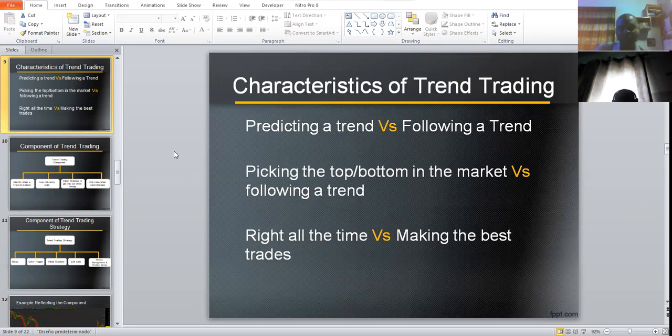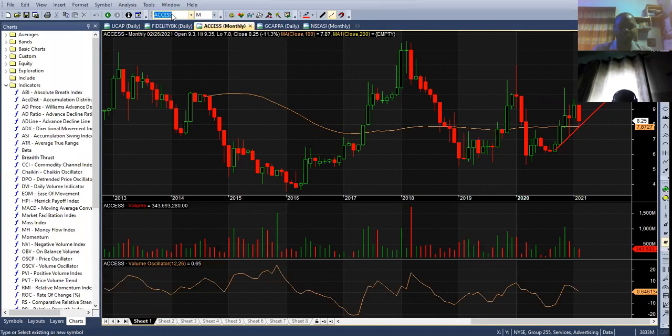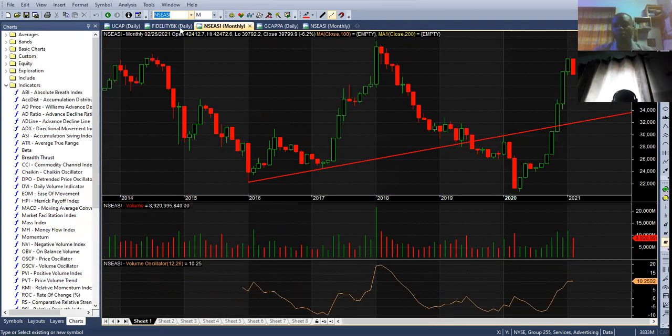You have to be patient with it. You have to make sure your criteria align. Your trade selection criteria is aligned, and you pick your entry at a precise point. Now, the component of trend trading is this: you identify when a trend is in place. Let's look at this, for instance, the NSE All Share Index. The trend is up. But we are likely going to see a correction.